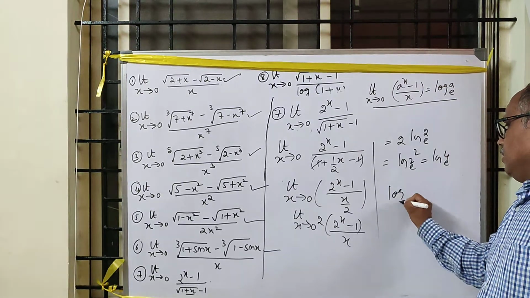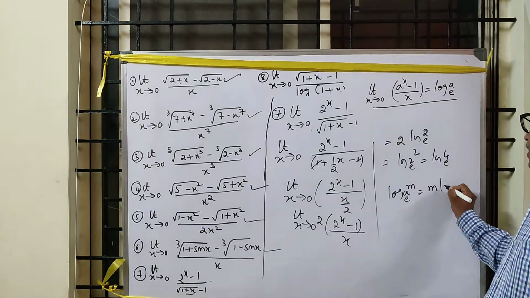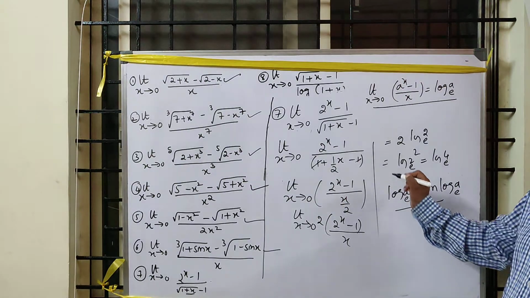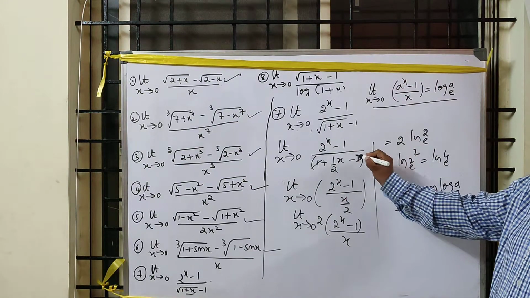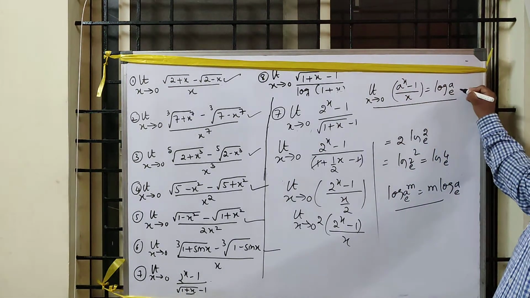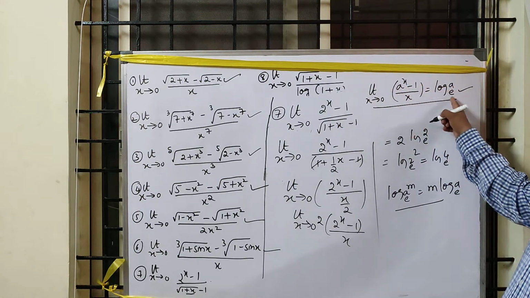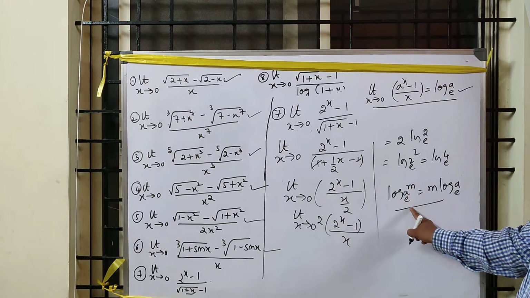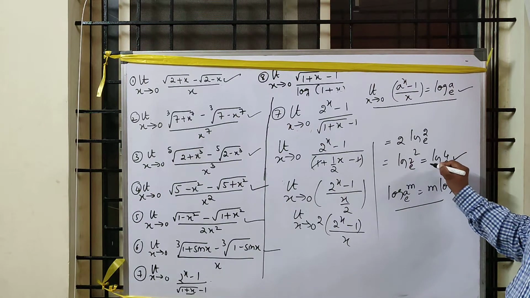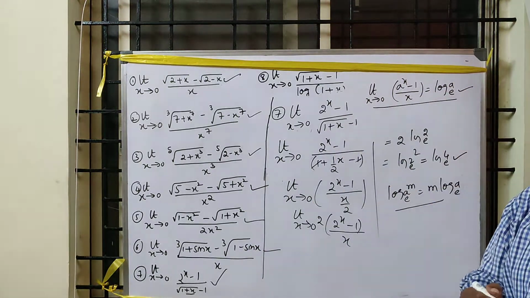Why? Log a to the power of m base e is m log a base e. Power law. So while we solve this problem, you have to remember two additional formulas. One is limit x tends to 0, a to the power of x minus 1 divided by x is log a base e, and log a to the power of m base e is m log a base e. The final answer is log 4 base e, the correct answer for the 7th question.